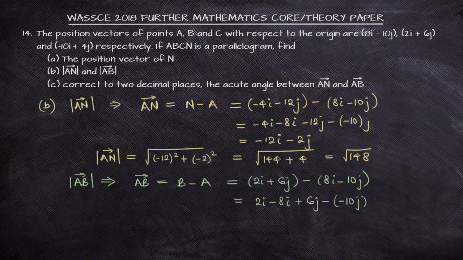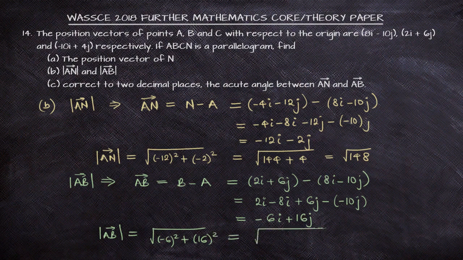Alright, so 2i minus 8i will be minus 6i. Then 6j plus 10j, which is plus 16j. And from here we can go ahead to find the magnitude of the vector ab, and that will be square root of minus 6 squared plus 16 squared. That will be square root of 36 plus 256, so we have that as the square root of 292. Yes, so that's the magnitude of vector ab.